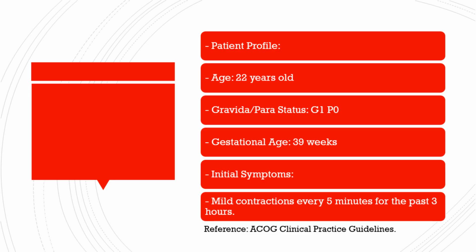Let's return to our case study of the 22-year-old primip at 39 weeks gestational age who presents with mild contractions every 5 minutes for the last 3 hours. What would you do next for the evaluation of this patient?